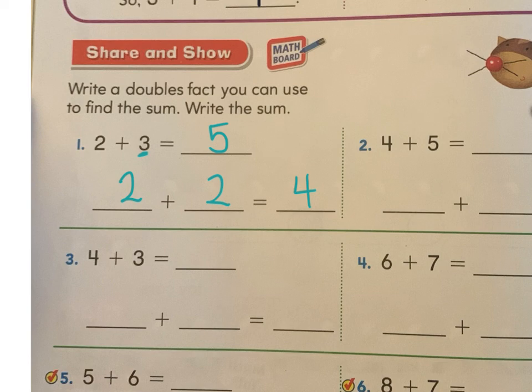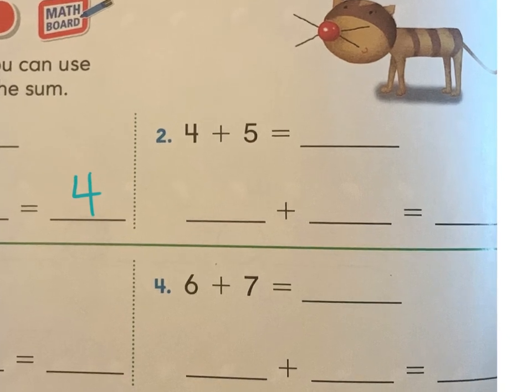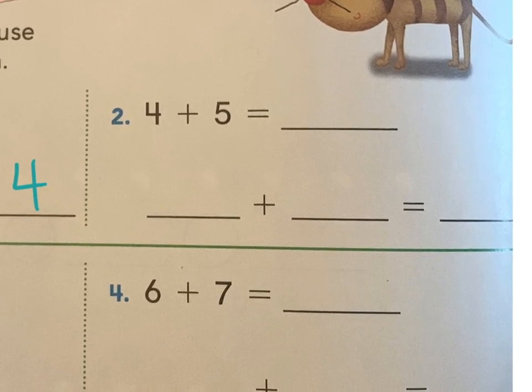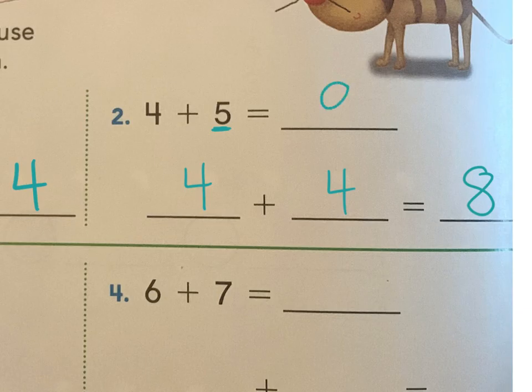Let's try the next one. 4 plus 5 equals blank. What doubles fact could we use? Remember, you could use 2 different ones. 4 plus 4. And that equals 8. But this 5 is 1 more than 4. So that means we need to add 1 to the 8. So our answer, our sum would be 9.